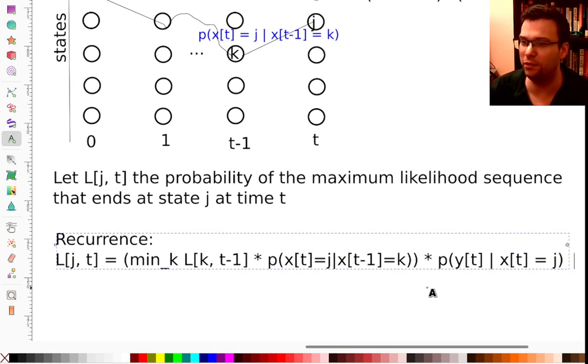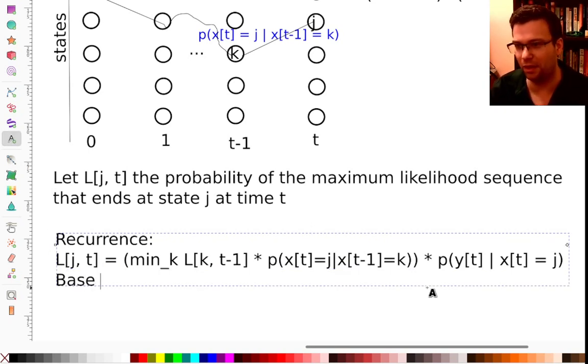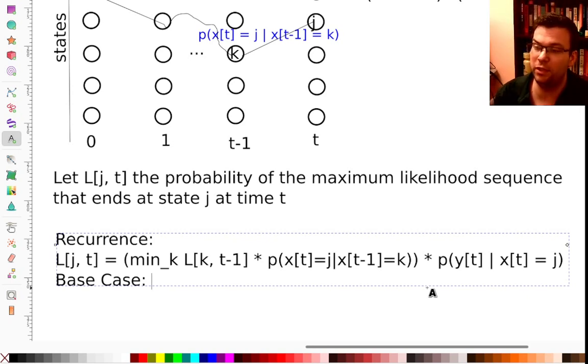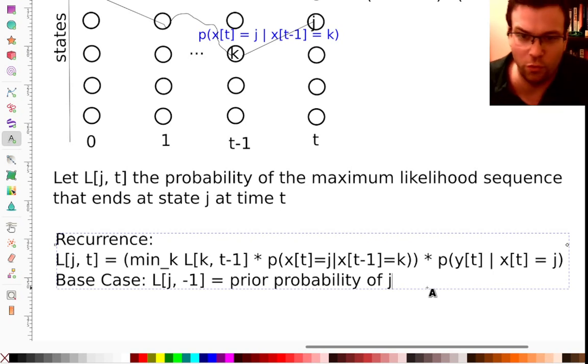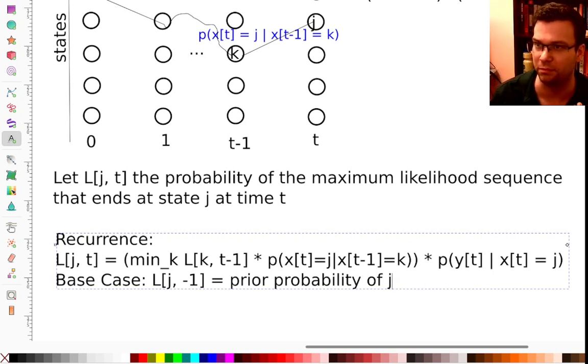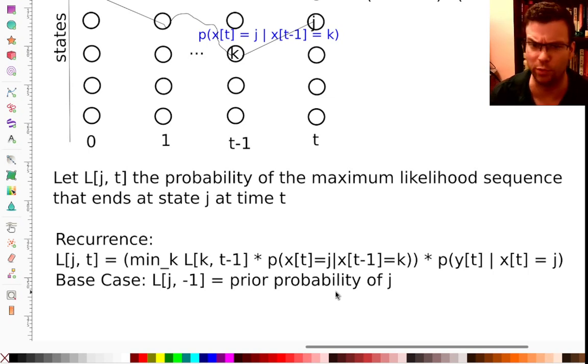The only thing I need to do now is look at the base case. At the first time there were really no observations or anything. So I'll say L at J, at time minus 1, so before time even starts. This can be whatever you want. This is just the prior probability of J. And I'll do the same thing in the robot application that I did with Bayes filtering, and make that a uniform distribution. So I'll make that an equal probability over all the states.